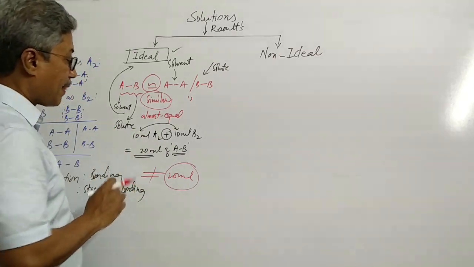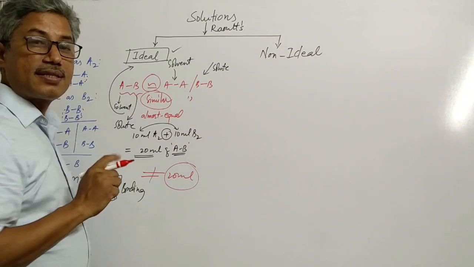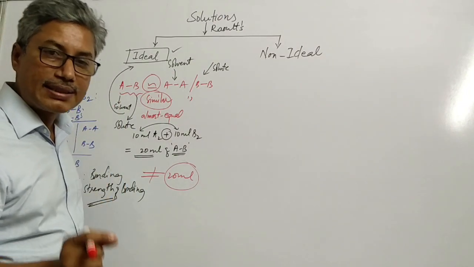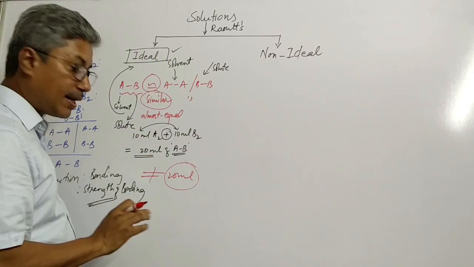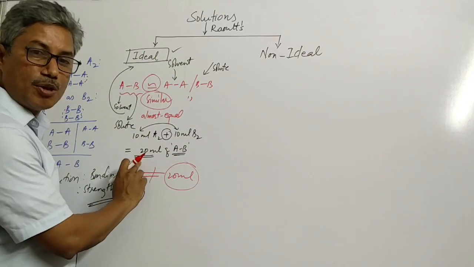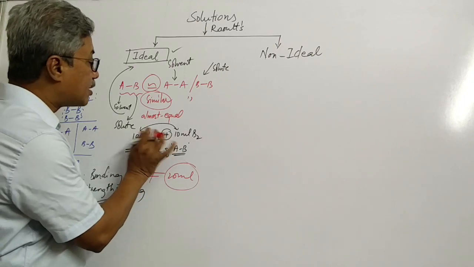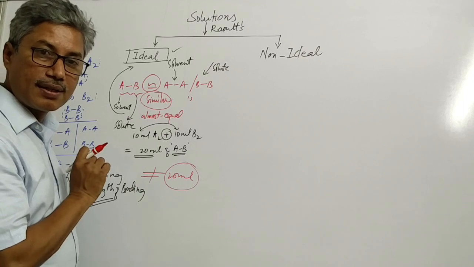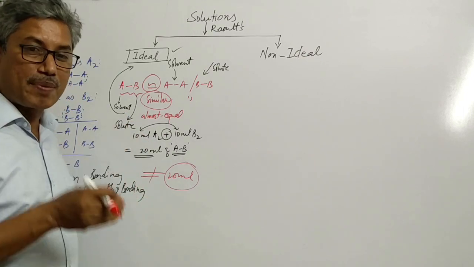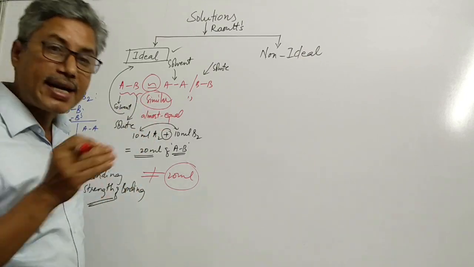Just listen to me. If AB interactions are equal or nearly equal to the interactions of AA and BB, then only the total volume of the solution obtained will be equal to the sum of the two volumes. Is that clear? This is the characteristic property of ideal solution.